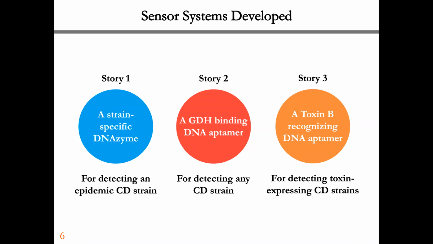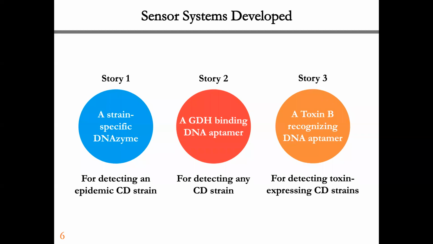Story one is that we're going after a strain-specific DNAzyme that can detect the epidemic C. difficile strain. The second one we call the antigen test, and Jacqueline already mentioned that. It is the antibody-based test for GDH. We're thinking that we can use a DNA aptamer to replace the antibody. Then we can detect GDH too. That will allow us to detect any C. difficile strain.